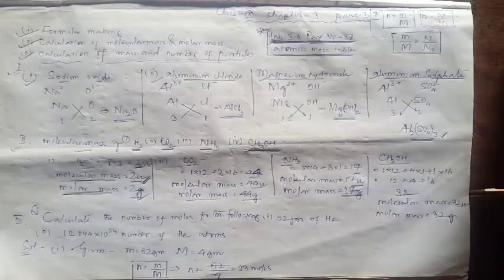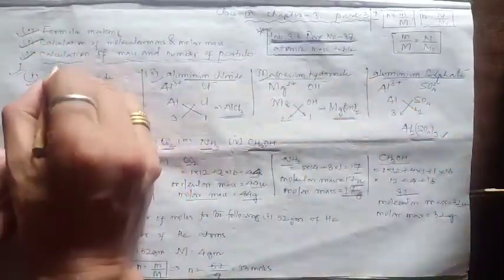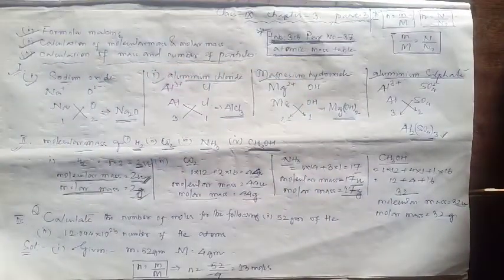Now students, let's move on to the third part of today's lecture: the calculation of mass and number of particles. Here is one calculation which is based on the number of particles and mass. There is a link between the number of particles and the mass. Let's try and understand how to do the same.